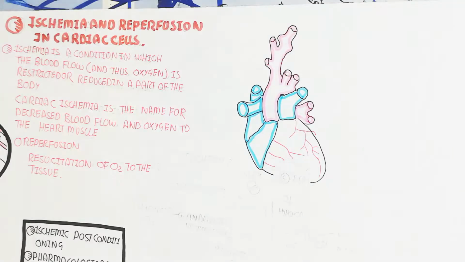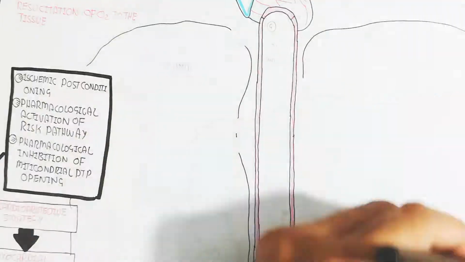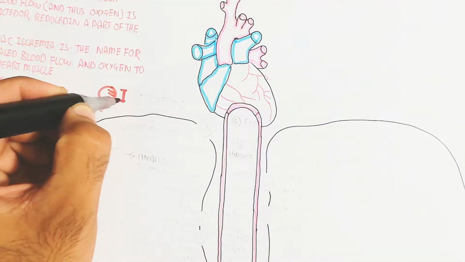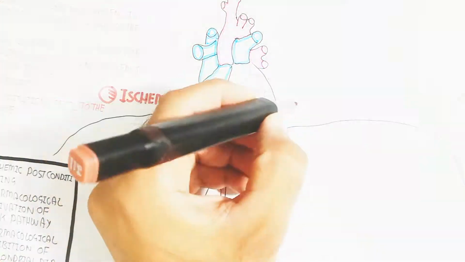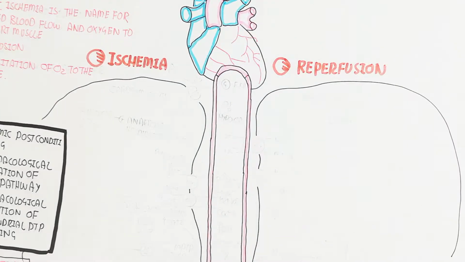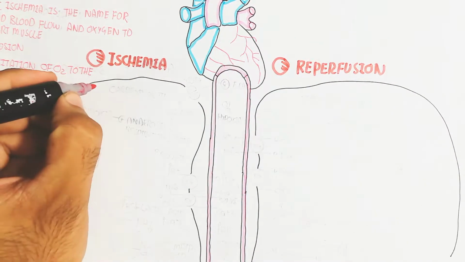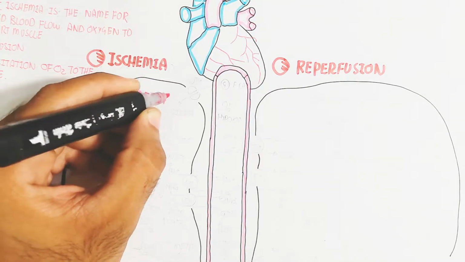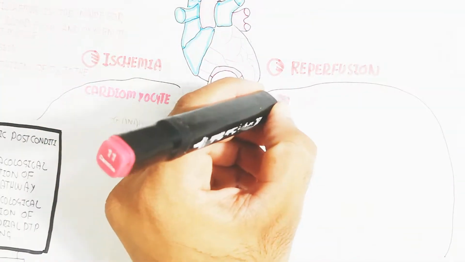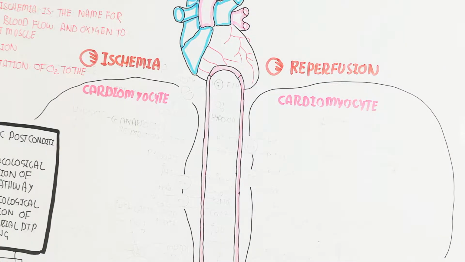Here is the heart, which contains the coronary artery. I am drawing a bigger picture of the coronary artery to understand ischemia and reperfusion through the cardiomyocyte. The ischemic cell is on the left side, and the reperfused cell is on the right side. Both are cardiomyocytes, but the situation is different, so we can understand them collectively.